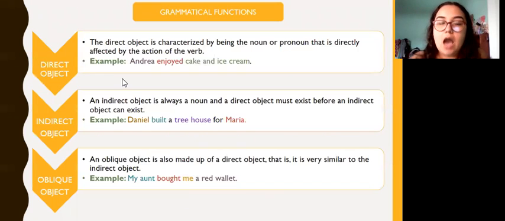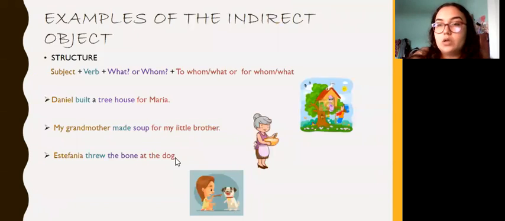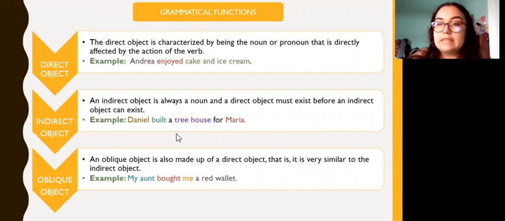Now, an oblique object is also made up of a noun, very similar to the direct object, with the only difference that the oblique object occurs in a prepositional phrase, and we do not ask questions such as who or for whom. For example, my aunt brought me a red wallet, where my aunt is the subject, brought is the verb, and me will be the direct object, and finally, a red wallet is the oblique object.